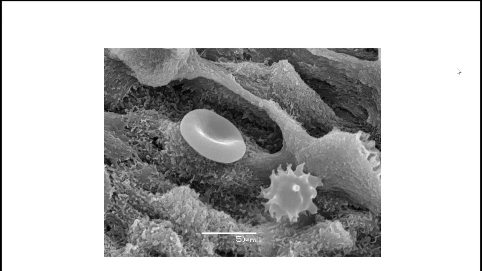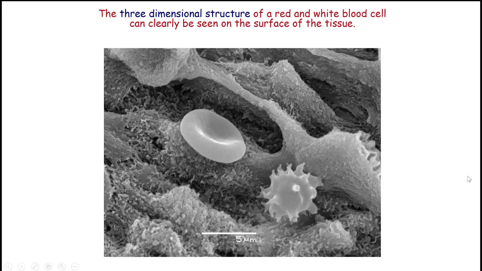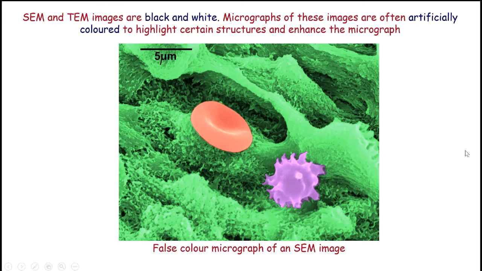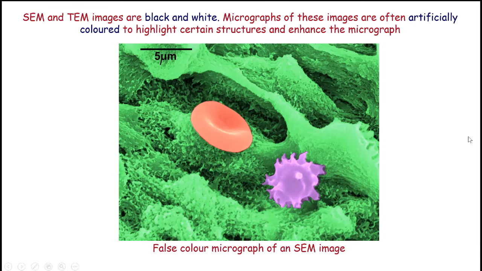So for example, here we can see a red blood cell and a white blood cell. And you can see here that the little scale bar's there. And that means that in real life, this red blood cell is about 5 micrometers in width. What you can then do with them is you can use computer programs to recolor them. So this is not real life. This was that image, but it's been recolored so that you can see different objects more clearly.